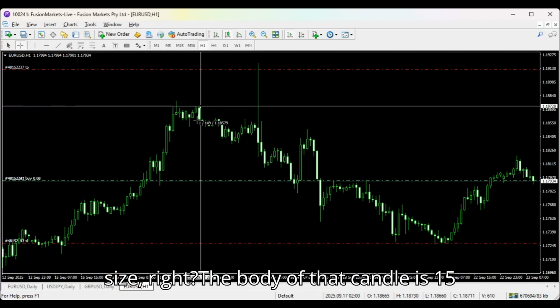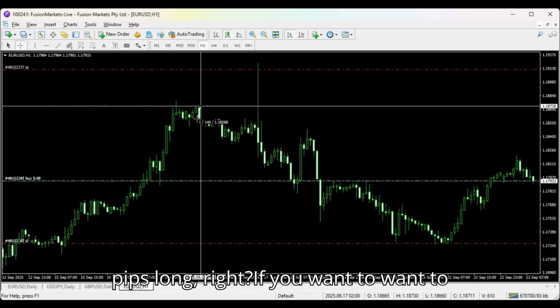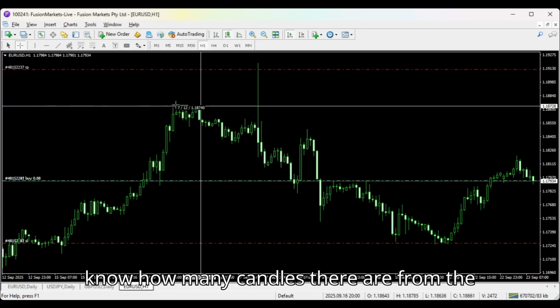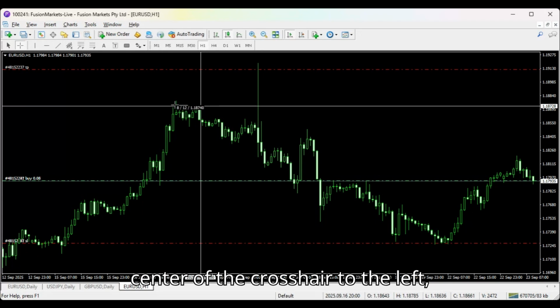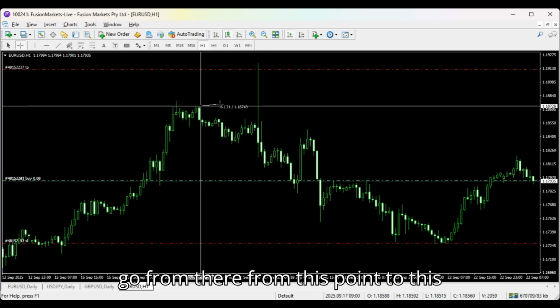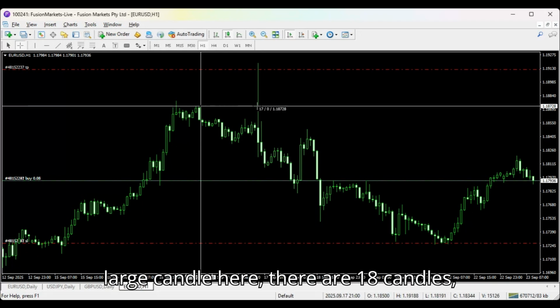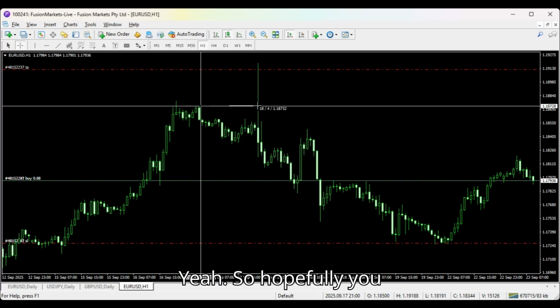The body of that candle is 15 pips long. If you want to know how many candles there are from the center of the crosshair to the left, there are 7 candles. Or if you want to go from this point to this large candle here, there are 18 candles. It measures the distance.